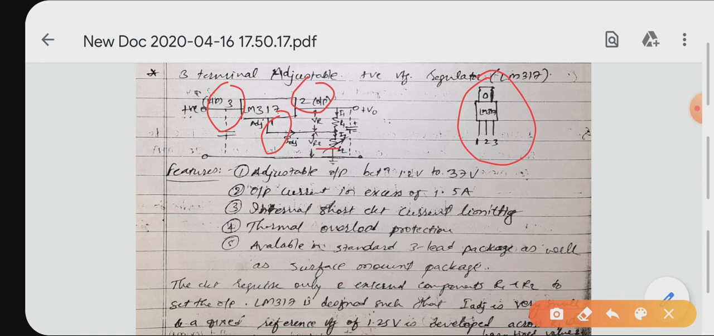These are the features of IC LM317. Adjustable output voltage from 1.2 volt to 37 volt you can get with an output current of 1.5 ampere. It is available with short circuit current limiting, thermal overload protection, etc.